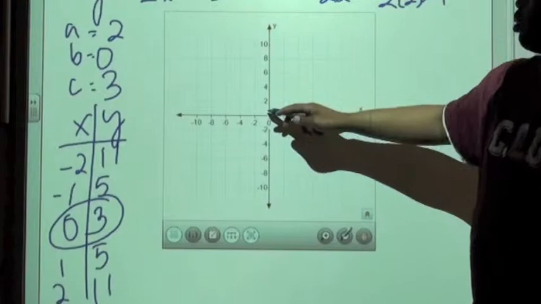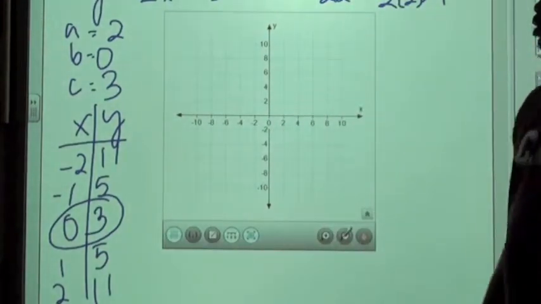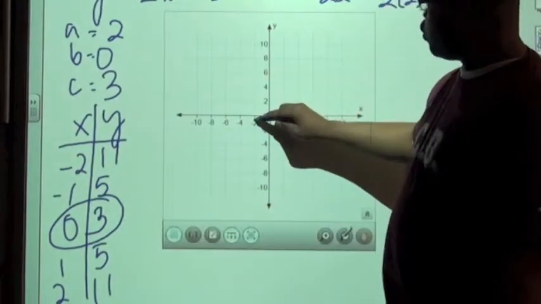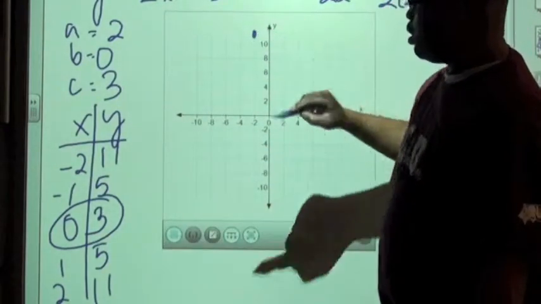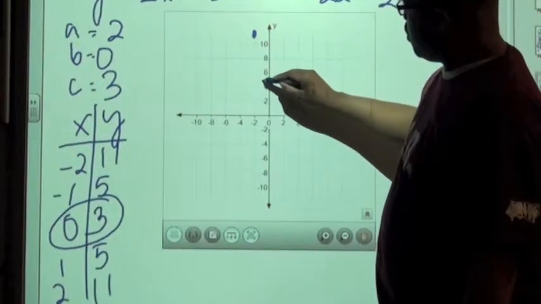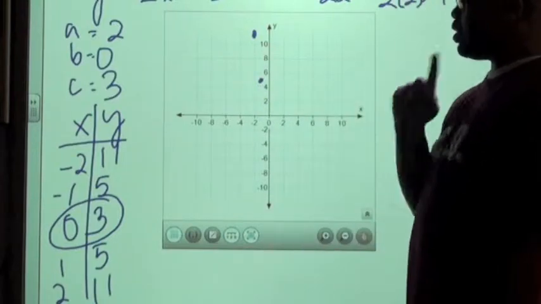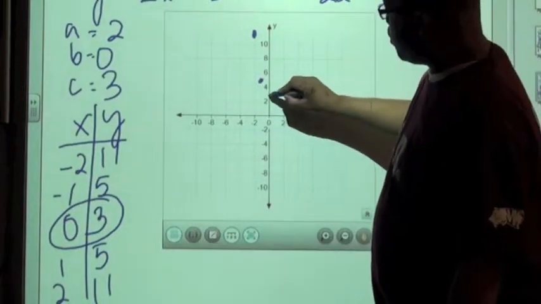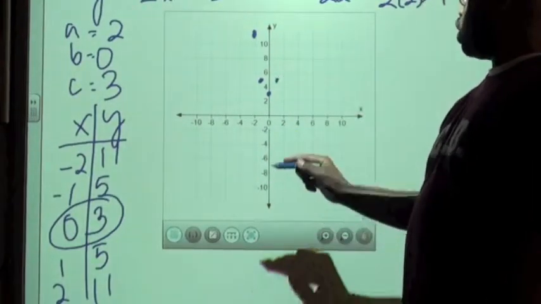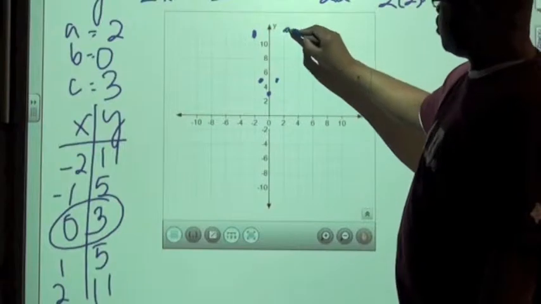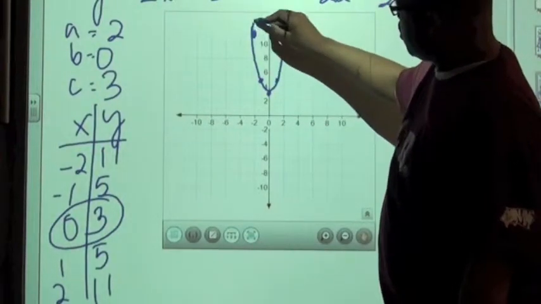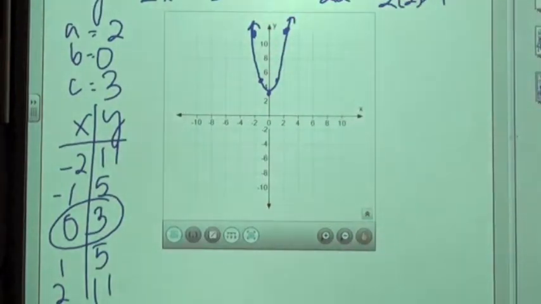Using even numbers here, so my odd integers are going to be in between the even numbers. And so I have negative 2, starting with the first point there, negative 2, positive 11. Negative 1, 5. So negative 1 would be in between 0 and negative 2, and 5 would be in between 4 and 6. 0, 3. 1, 5. 2, positive 11. Smooth curve. And you've just graphed another parabola.